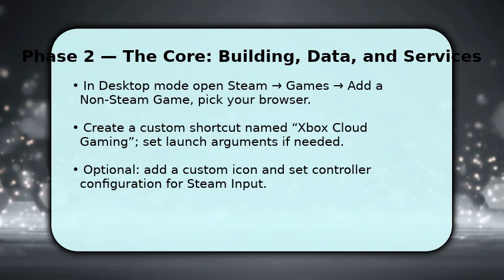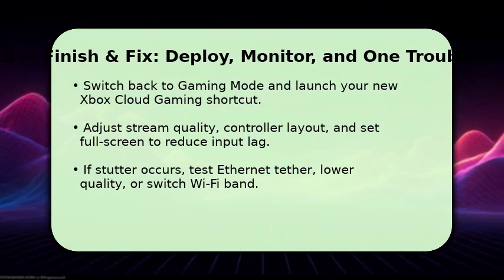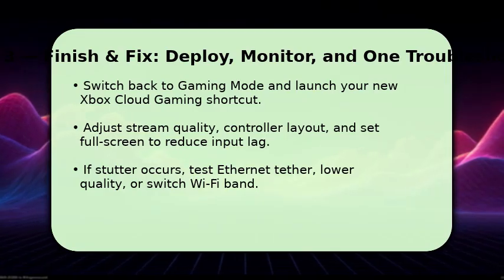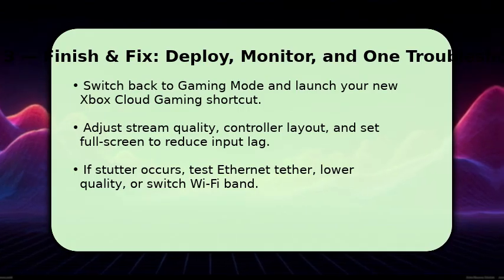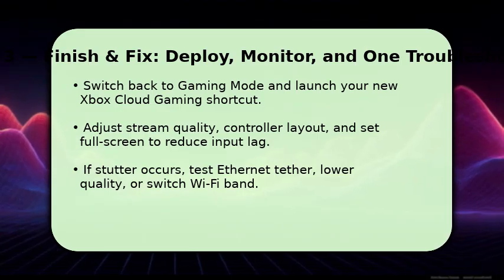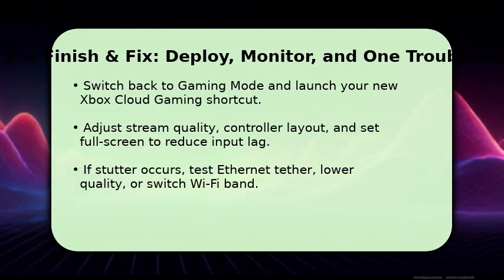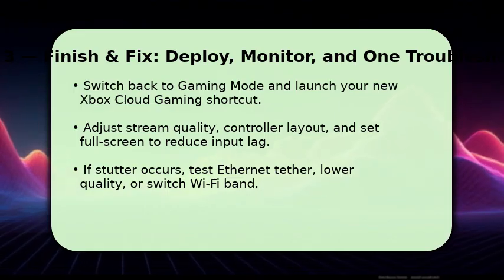Finally, return to gaming mode and launch the Xbox Cloud Gaming shortcut you created. Sign in if prompted and pick a game. Once running, adjust stream quality and controller layout in the browser or Xbox overlay to balance visuals and input latency. Lowering quality reduces bandwidth needs and input lag. Make sure full screen mode is enabled to minimize overlays.